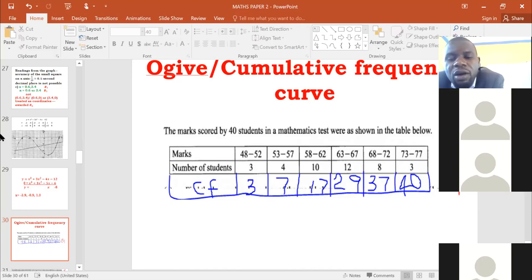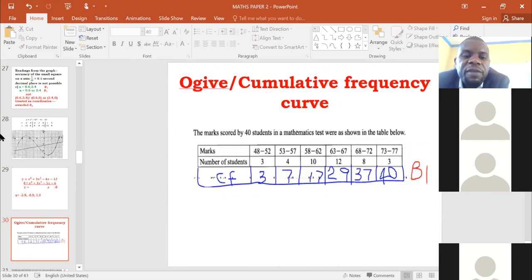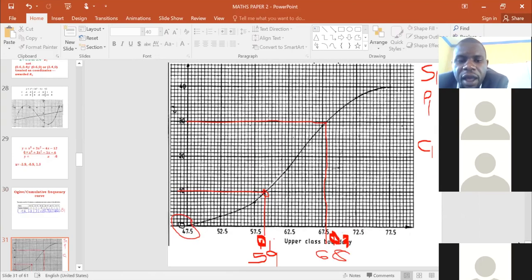if you are asked to find the median, quartile deviation, or draw a cumulative frequency curve. So the B1, the first 1 mark, will be awarded on the table for finding the values of the cumulative frequency.